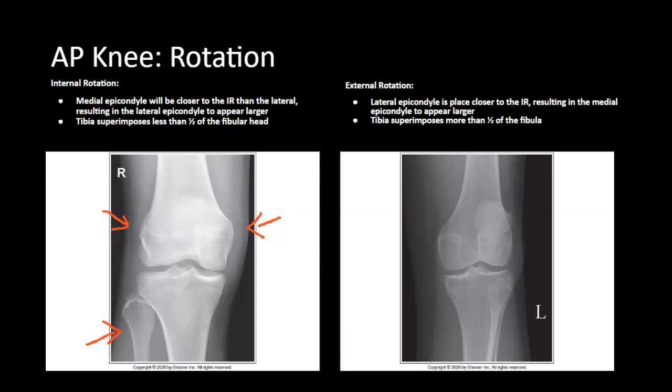With external rotation, that lateral epicondyle ends up being closer to the IR, which decreases its magnification, and increases the medial epicondyle's magnification. And so it will appear larger than the lateral. Additionally, the tibia will superimpose more than 1/2 of the fibula. In this instance, the tibia is superimposing practically the entire fibula. So we will need to repeat this image to get an appropriately positioned AP projection.